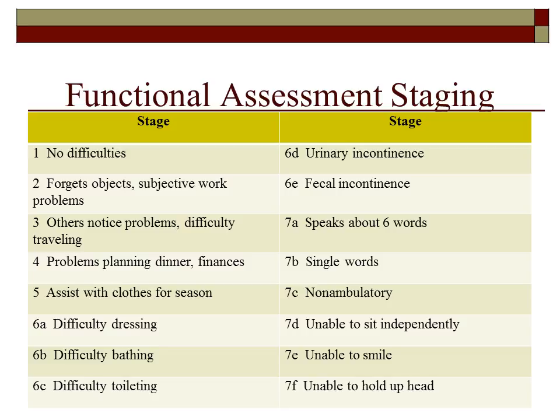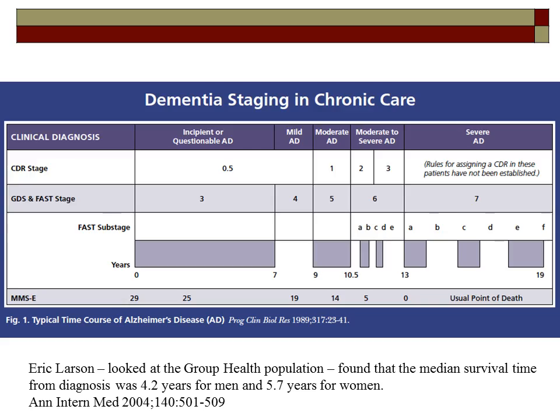So I encourage all of you to print out the functional assessment staging, that's something that we can use in our discussions with patients. There's another way of looking at that where Eric Larson at Group Health Cooperative in Washington looked at the clinical dementia rating scale, which starts at 0.5 and goes on up to 3, and then looking at the FAST staging. So here's stage 3 of the FAST, 4, 5, 6 with its parts, and 7 with its parts. And here you can see the years that are more or less expected, so that a person in stage 6 will be in that stage for about 3 years.